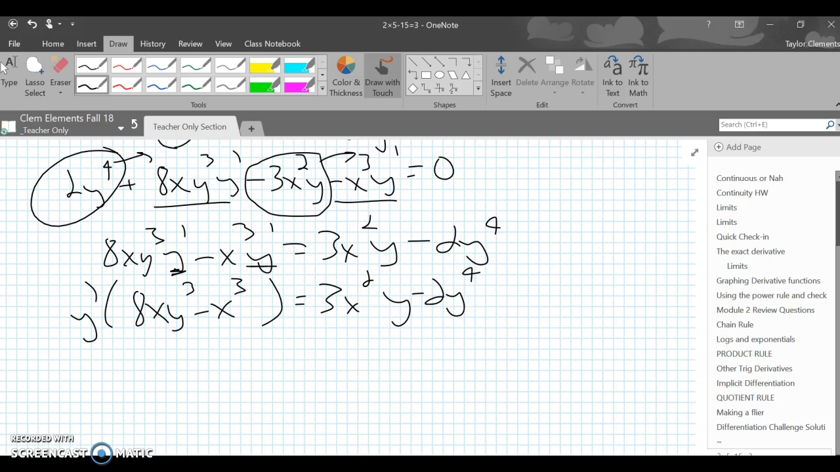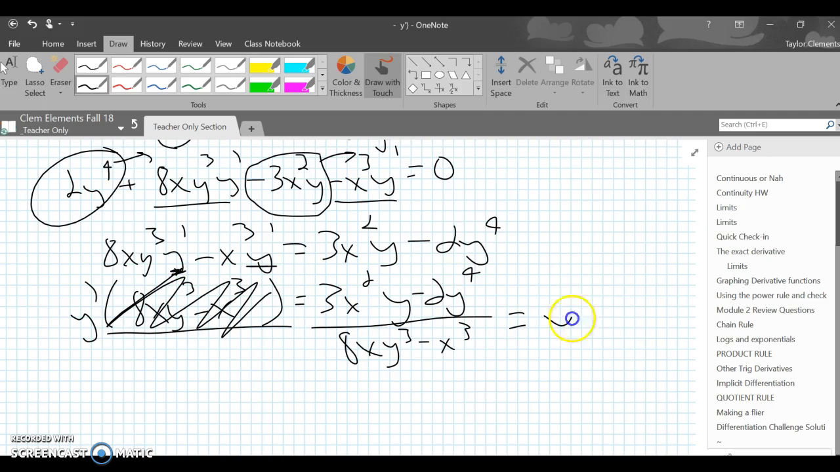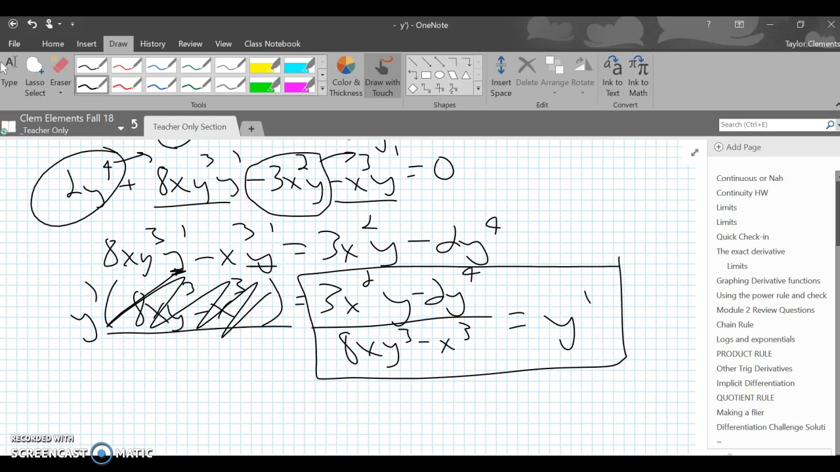Okay, and then we're almost done. The only way to solve for y prime now is just to divide both sides by this. Like this. 8xy cubed minus x cubed. That gets it away from over here. So our final answer, it's messy. Is that right there? So that's just this little trick for getting the y prime by itself up here.